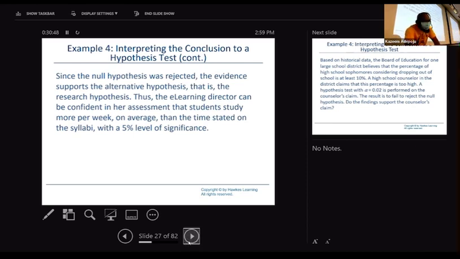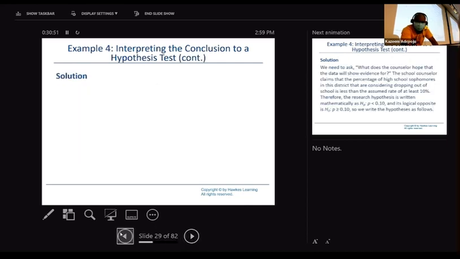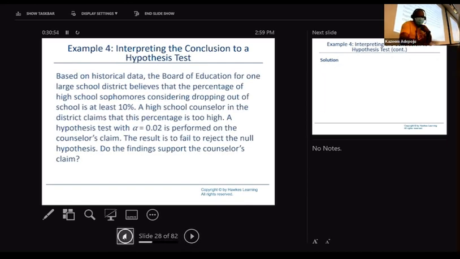Now, another one, look at this. This is another example. Based on historical data, the Board of Education from one large school district believes that the percentage of high school sophomores considering dropping out of school is at least 10%. Oh, at least 10%. That's a greater than or equal to sign. I want you to pay attention to the words. At least means greater than or equal to. At most means less than or equal to. Now you know where the Board of Education's claim is going to be, right?